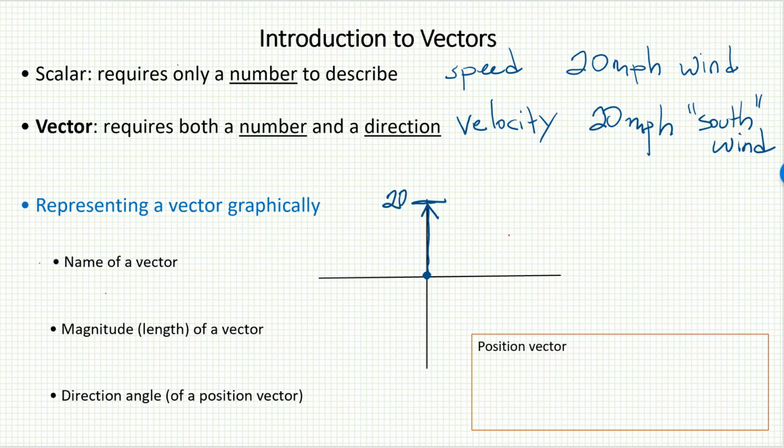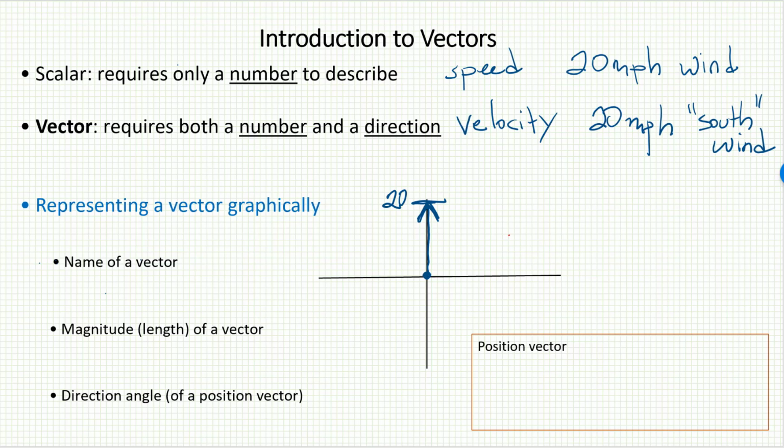Notice that this arrow has two important characteristics. It has a length, or sometimes called magnitude. That takes care of the number part, the 20. It's clearly 20 units long. But it also points in a certain direction. It's pointing here toward the north because this was a south wind, a wind coming from the south.